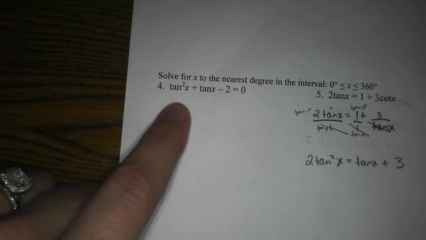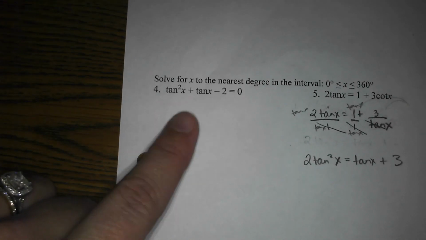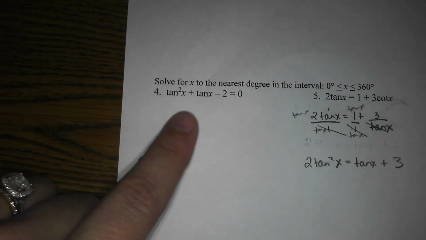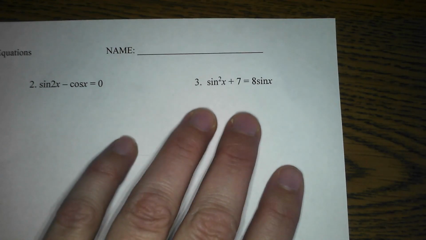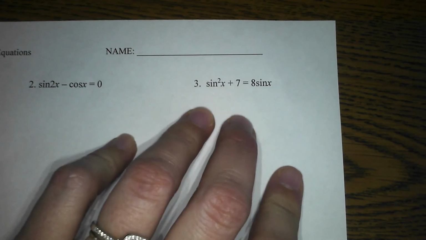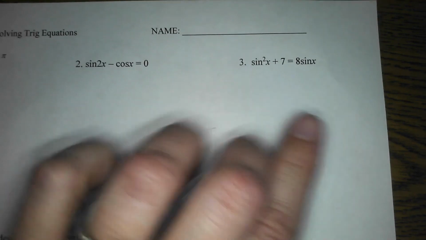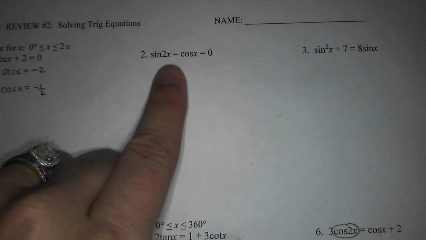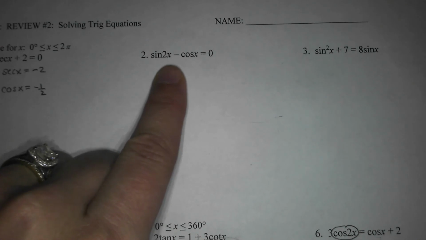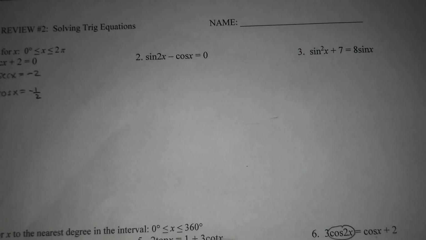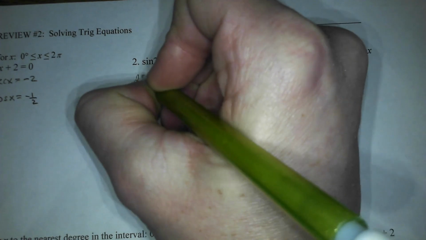4 is a pretty straightforward quadratic. It's factorable. 3 is a pretty straightforward quadratic. I think it will also be factorable. And 2, you should look at and immediately see the need for a double angle, because you're taking the sine, cosine, or tangent, who cares what it is, of 2x. So this would be replaced with 2 sine x cosine x, minus the cosine x that's already there.